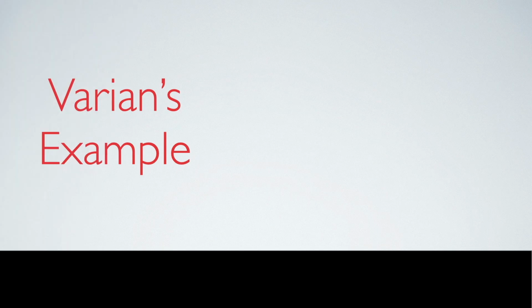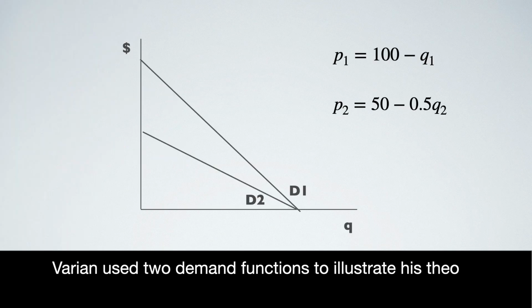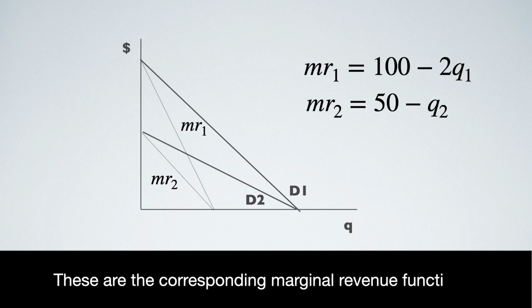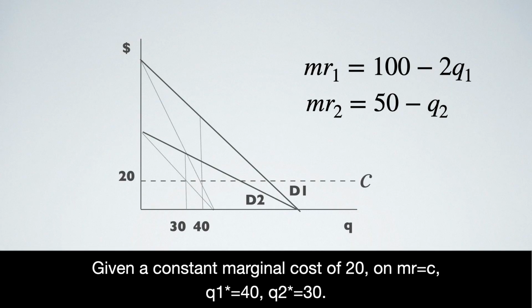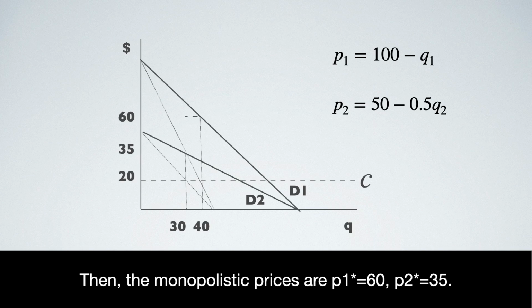Varian's example. Varian used two demand functions to illustrate his theory. D2 is more elastic. These are the corresponding marginal revenue functions. Given a constant marginal cost of 20, on MR equals C, Q1 equals 40, Q2 equals 30. Then, the monopolistic prices are P1 equals 60, P2 equals 35.